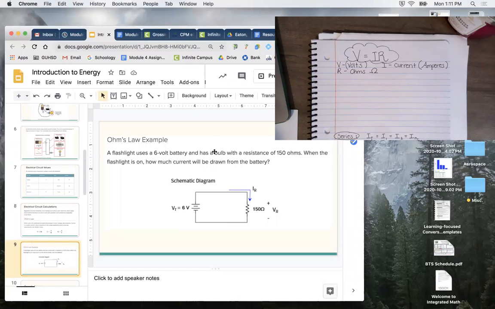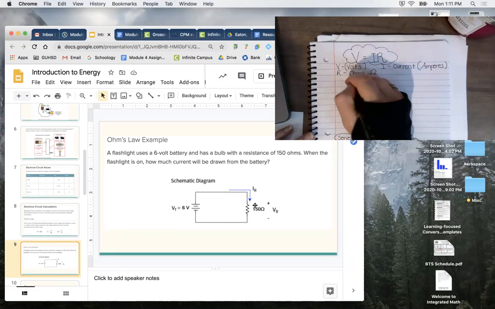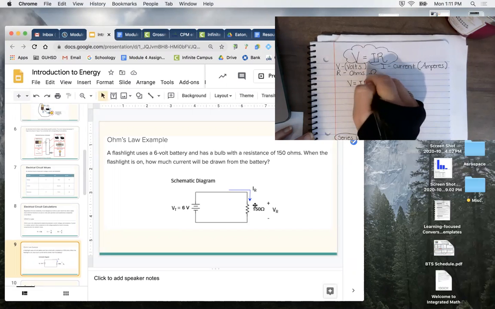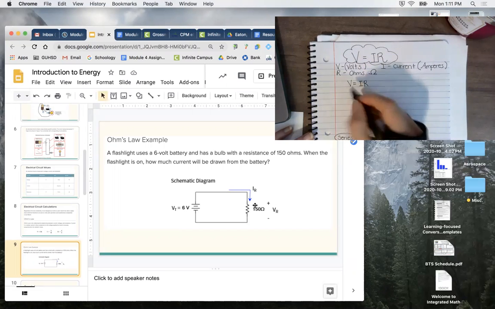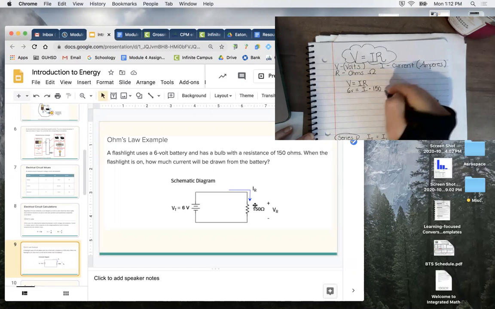And you'll notice that the resistance is a light bulb in this case, but there are many forms of resistance. Okay, so I use the equation V equals IR every time. In this one, I have my voltage. I have a 6-volt battery is equal to I don't have my current, which is measured in amps, by the way, times I do have my resistance, 150 ohms.